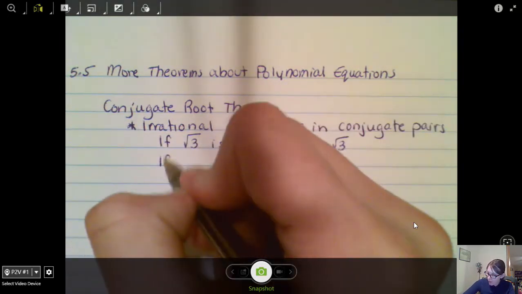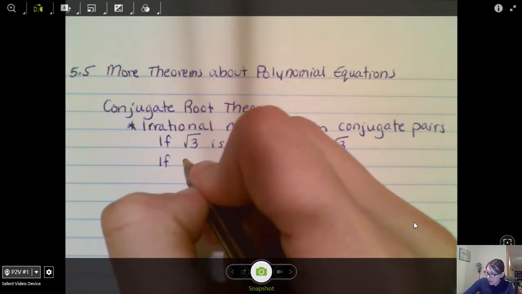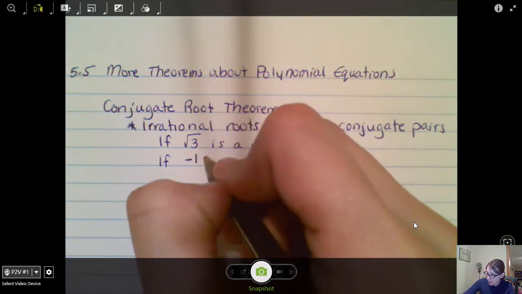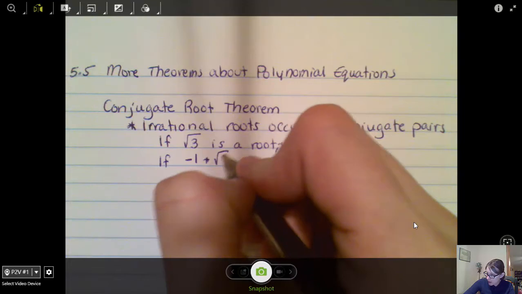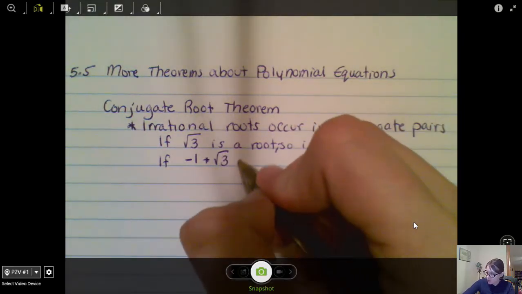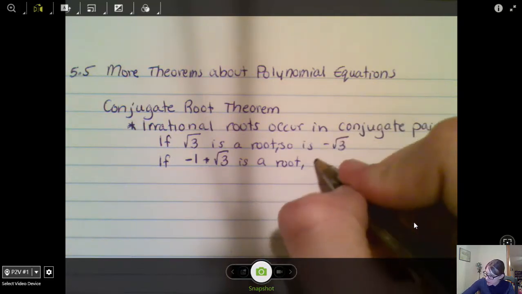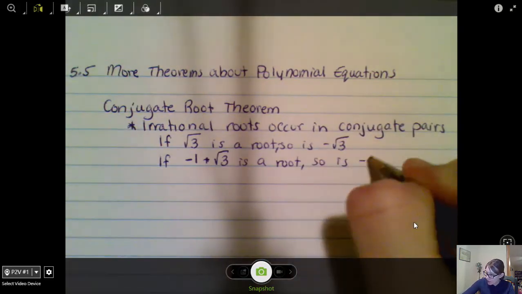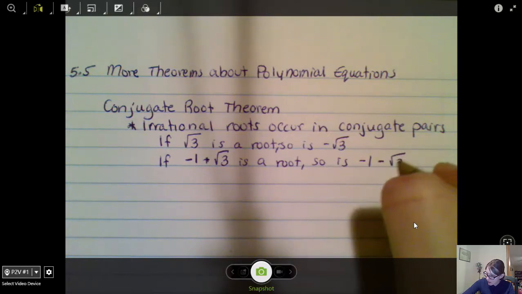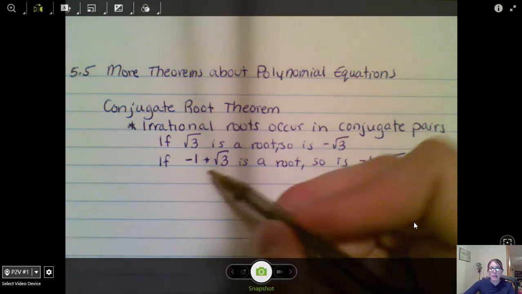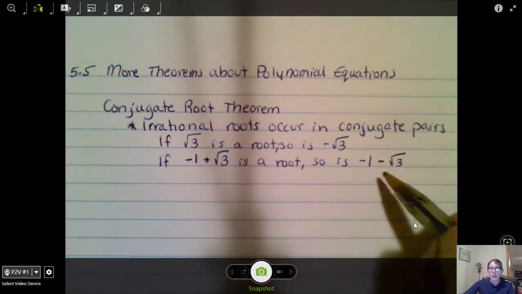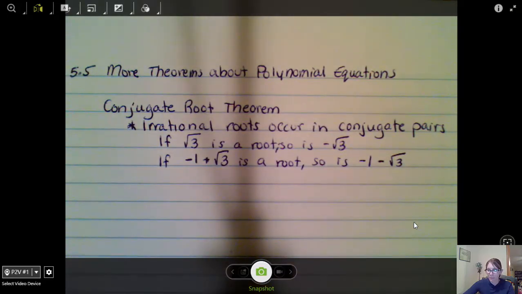Or if we had maybe -1 plus the square root of 3 was a root, so is -1 minus the square root of 3. So again, we have the same thing, but the opposite sign in the middle. -1 plus, -1 minus. Okay? This is all for irrational numbers.